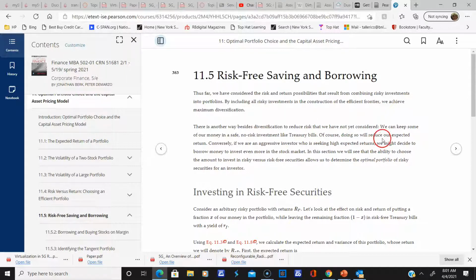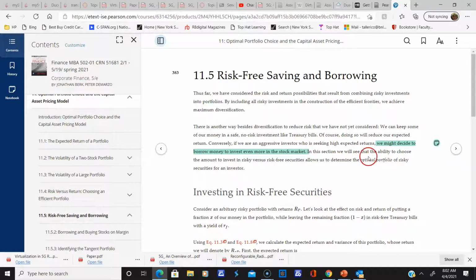We might decide to borrow money, so if we are an aggressive investor who is seeking high expected returns, we might decide to borrow money to invest even more in the stock market, okay? Now, it doesn't have to be T-bills. You could just borrow money in general, and I've done this in the past. I've taken a home equity loan at 3%, assuming I was going to make more money in the stock market. So I'm taking a little risk there, assuming I'm going to make more than 3%.